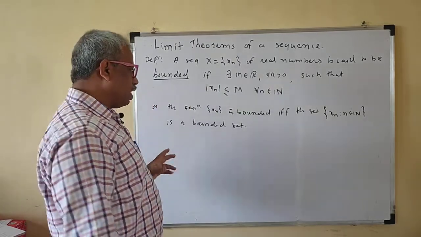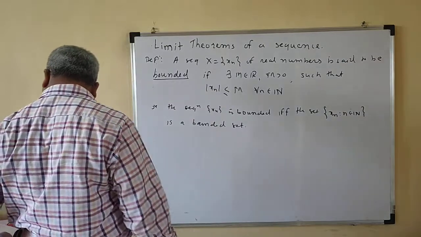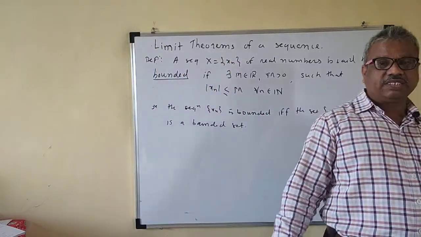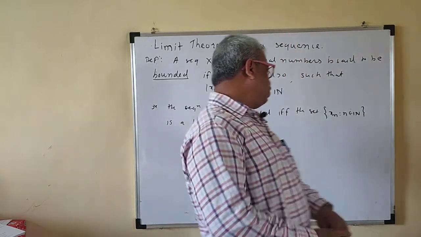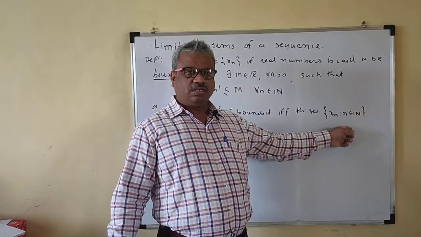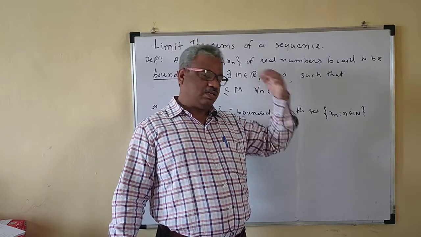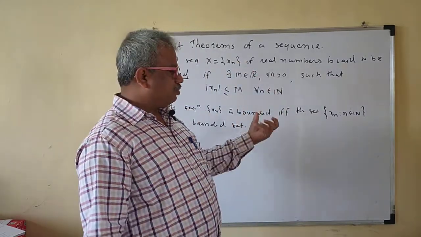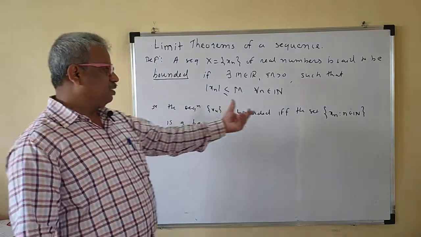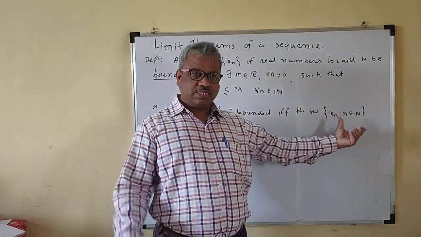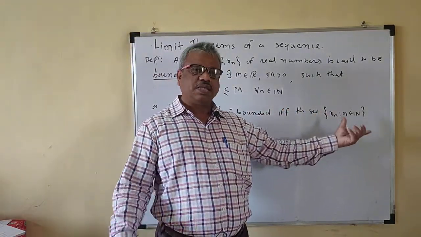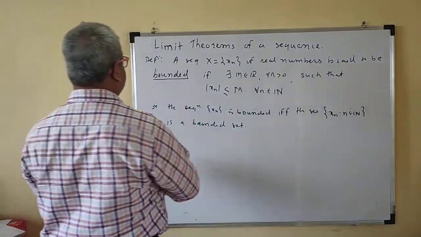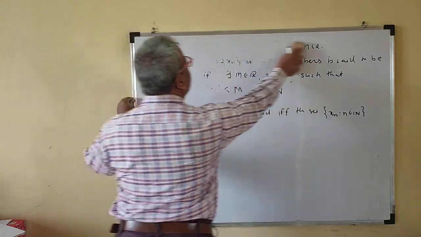So that means it lies between minus m and m, right? All the terms lie between minus m and m. That means the set is bounded. In the first chapter we have seen the bounded set. The sequence is nothing but a set of numbers, so if the set is bounded, then the sequence is bounded. Now we prove a very important theorem.